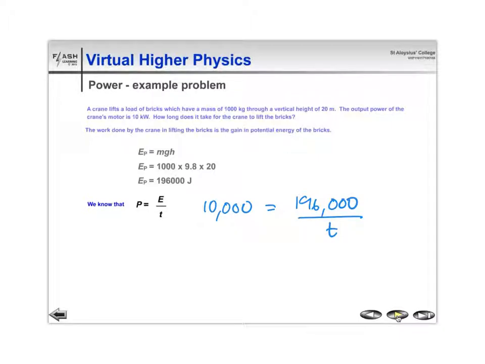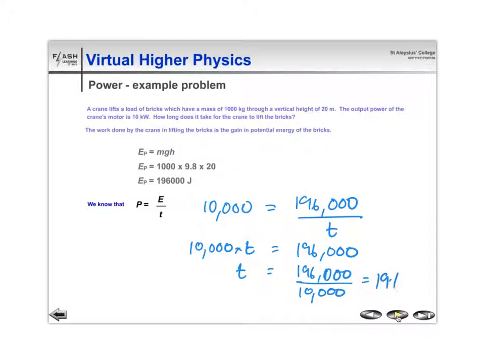So there's our substitution. Rearranging, we'll multiply both sides by T, we'll get 10,000 T equals 196,000, and then divide both sides by 10,000 to isolate T on that side. 196,000 divided by 10,000 gives us 19.6 seconds.